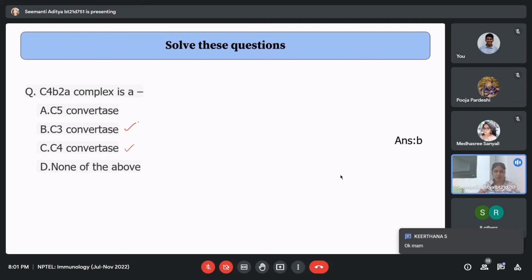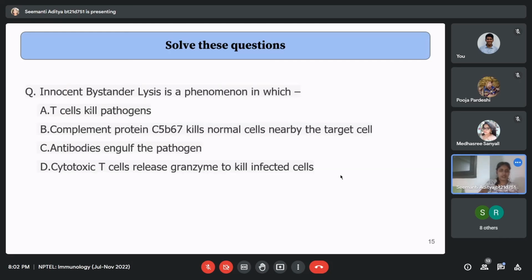Okay, so whatever you are seeing, this is a smaller name, so it's C3 convertase. If you are getting another small B over here, 3B over here, or a bigger name, that would be associated with C5 convertase. Okay, so the next question.